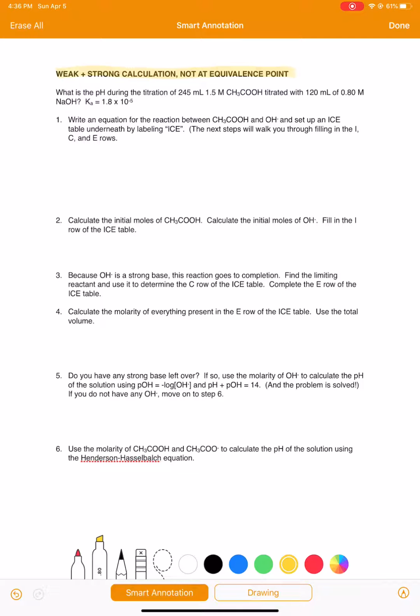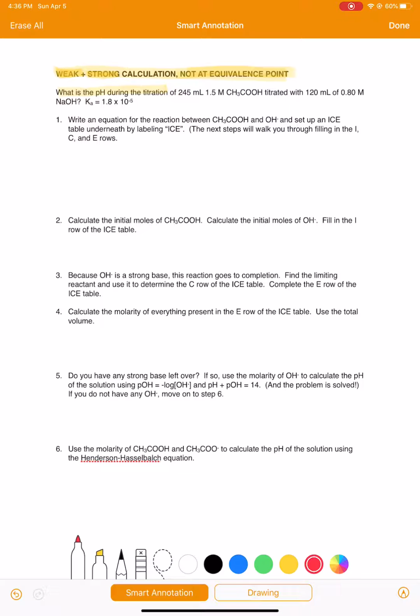This is calculating the pH during the titration of a weak and strong acid and base. So it could either be a weak acid with a strong base or a weak base with a strong acid. And we're calculating this time not at the equivalence point, so either before the equivalence point or after the equivalence point, at any time other than the equivalence point. So it's going to start out feeling like it's exactly the same as the last problem.